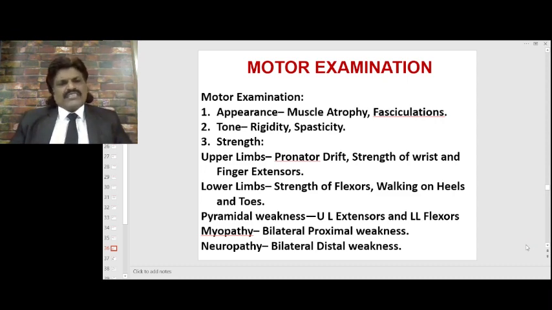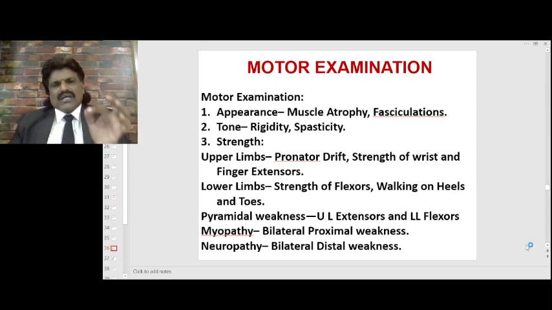Strength, we check upper limbs. The subtle sign, the sign for potential weakness of upper limbs or corticospinal tract, is to check the pronator drift. If there is obvious weakness, that is okay, anybody can pick it up. But if there is only potential weakness or subtle weakness, how do we test it? We test by pronator drift, very important.